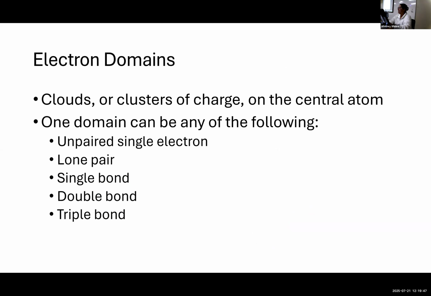So electron domains, that's the main part of VSEPR. It's the electron cloud around the central atom, where clouds are clusters of charge on the central atom. So remember, charge is going to be those negative electrons. So where are they going? One domain can be any of the following: an unpaired single electron, a lone pair, a single, double, or triple bond. So it's pretty much counting all the things attached to a central atom. It could be one electron or 2 electrons or a variety of different bonds. So that's where things are connecting.